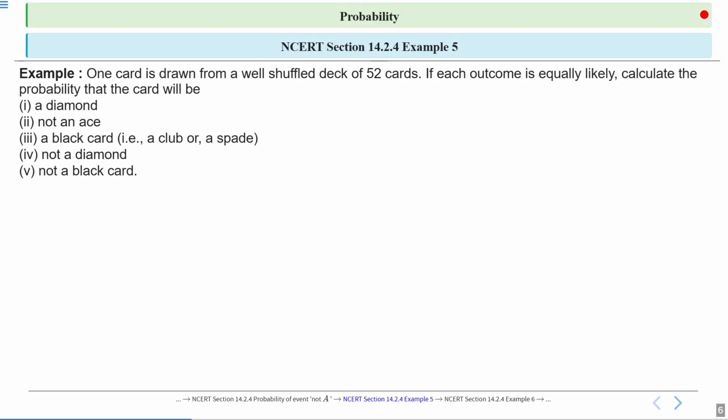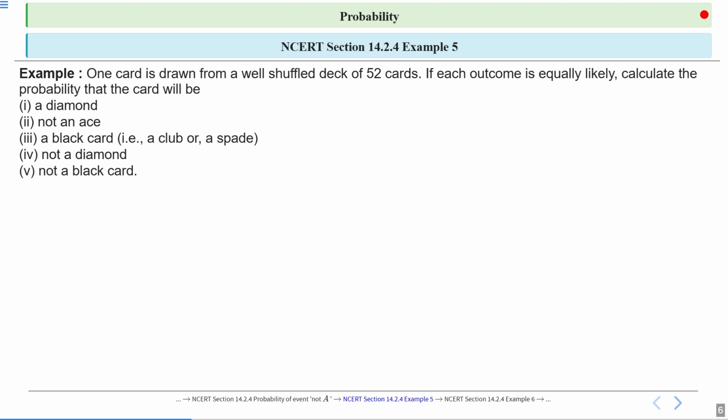So see example 5. First of all, read the example very carefully. Okay, so what we have given in this example. Read the question: one card is drawn from a well shuffled deck of 52 cards. So you are drawing a card from a shuffled deck of 52 cards, and here we have each outcome is equally likely. Okay, what does that mean? Each outcome has equal chance to occur.